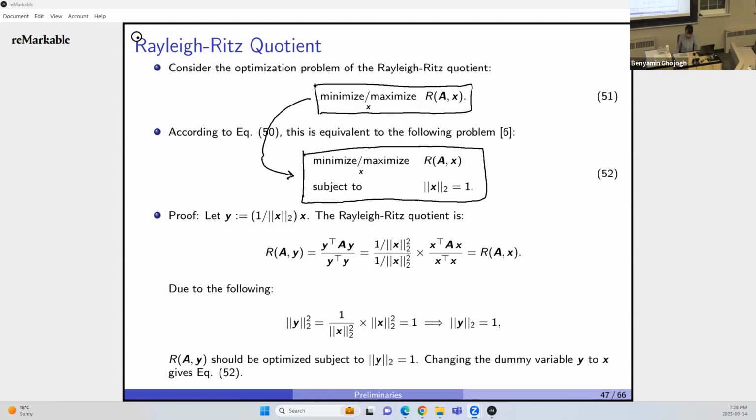Let's prove it. Consider Y. Y is the normalized X, so its length is 1: X over the L2 norm of X. Then let's consider the Rayleigh-Ritz quotient of Y. We'll have Y transpose AY over Y transpose Y. Then replace Y with its definition. Again, the L2 norm of X is a scalar. They come out and cancel each other. You will end up with the Rayleigh-Ritz quotient of A and X, right?